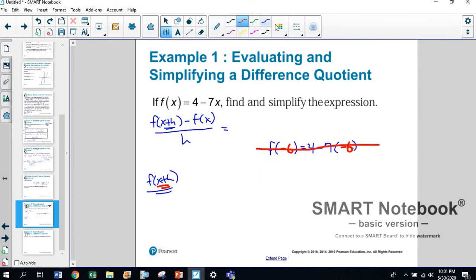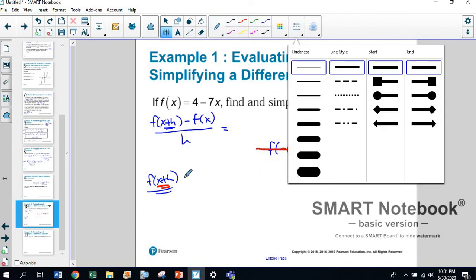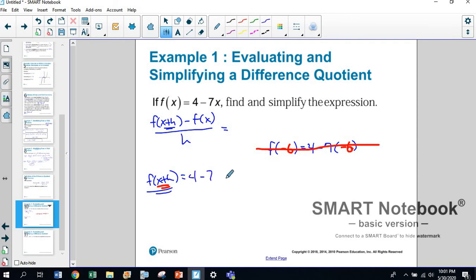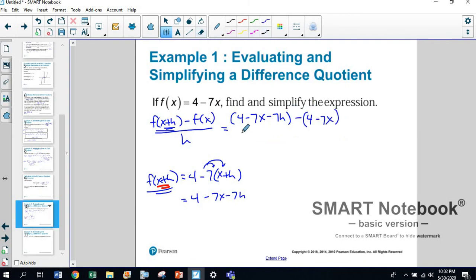So how are we going to do that? We get 4 minus 7 times the blank. The blank is the x plus h. Okay? So if I simplify this out, distribute the negative 7, I get negative 7x minus 7h. So I'm going to plug that into my formula here. 4 minus 7x minus 7h minus 4 minus 7x. Make sure you're grouping things properly, all over h.